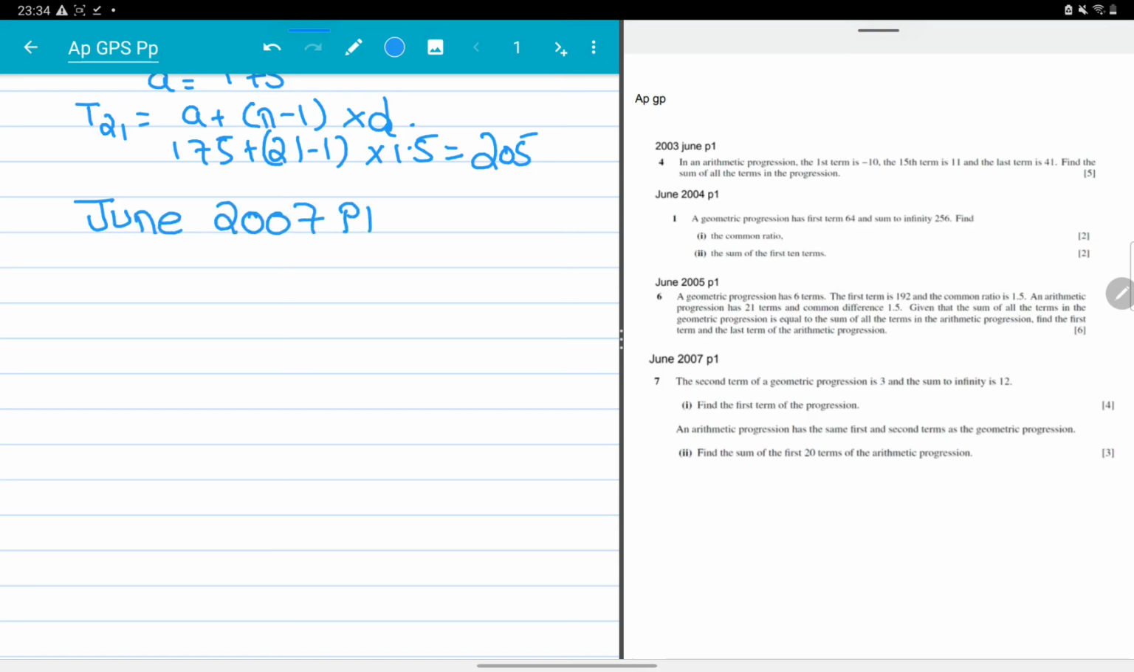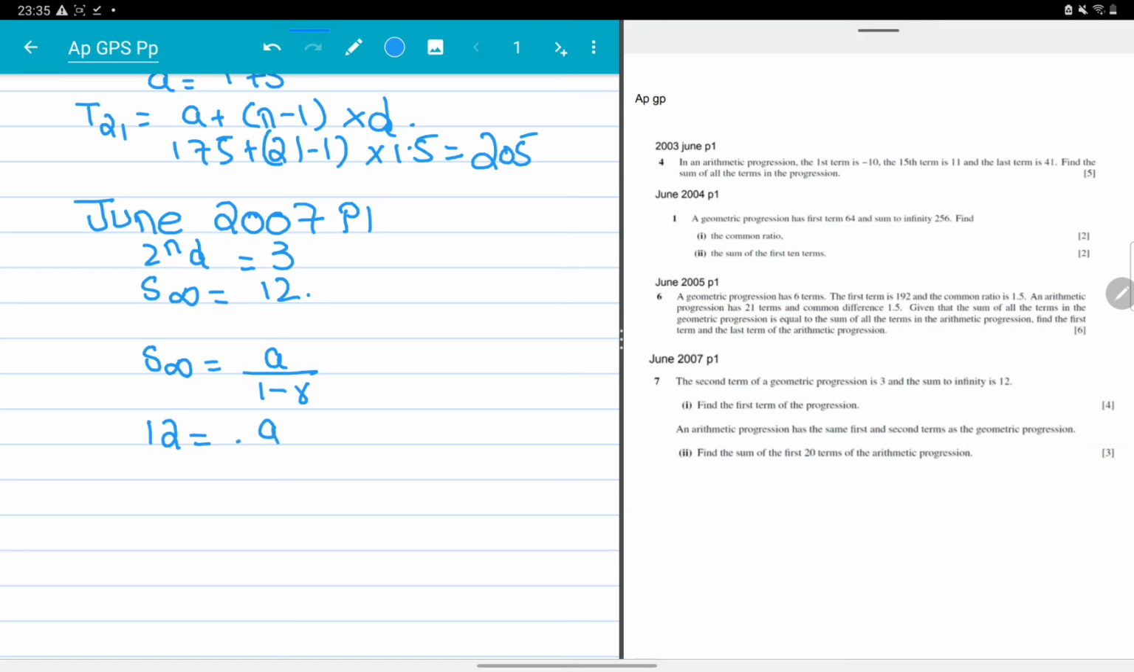So in this question they said the second term of a GP is 3 and the sum to infinity is 12. We don't have the first term of the GP, so let's solve it by using the formula for sum to infinity. The formula for the sum to infinity is a over 1 minus r. We have the sum to infinity, which is 12.